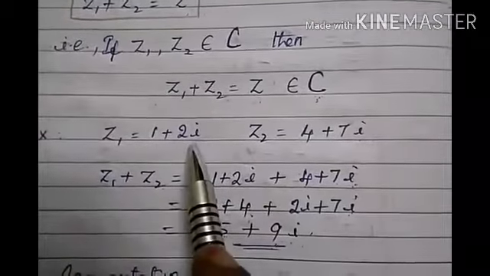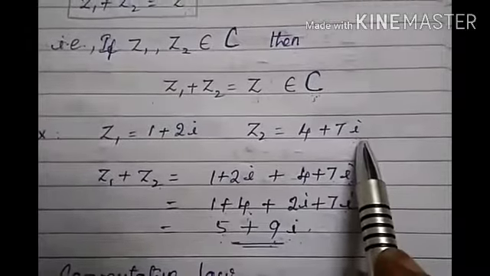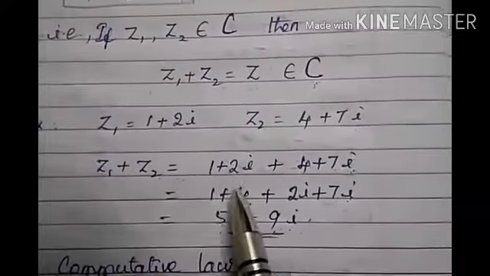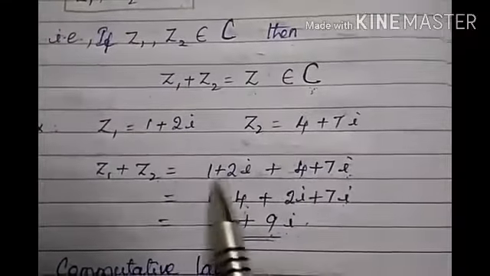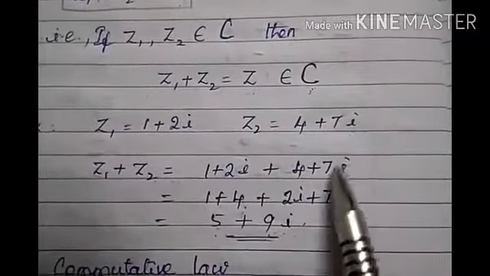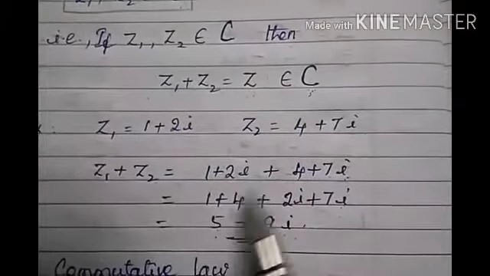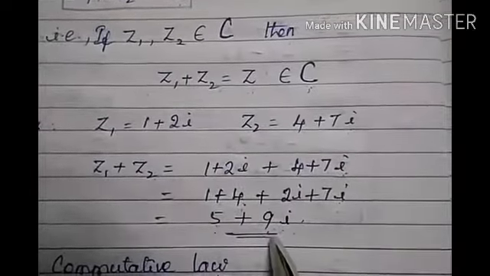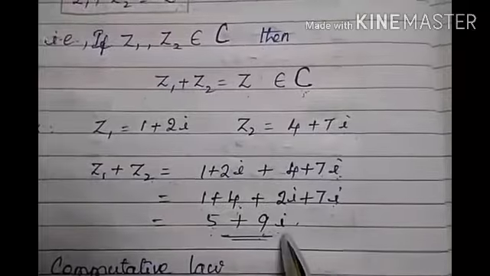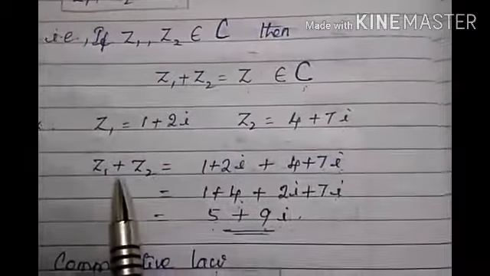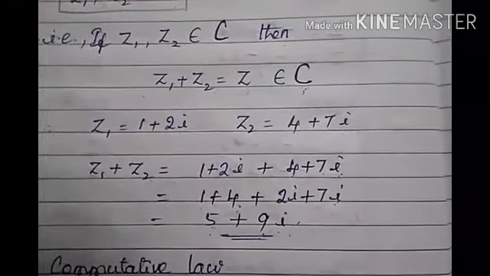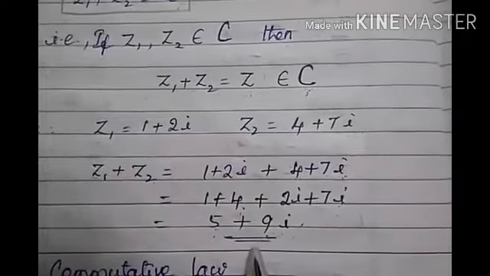Z1 equal to 1 plus 2i, Z2 equal to 4 plus 7i. Z1 plus Z2 equal to 1 plus 2i plus 4 plus 7i. We know that while adding two complex numbers, we have to add real parts together and imaginary parts together. Therefore, 1 plus 4 gives 5, 2i plus 7i gives 9i. The result is again a complex number because it is in the form of a plus ib. Therefore, Z1 plus Z2 is a complex number. Therefore, we can say that the complex number set satisfies closure property with respect to addition.